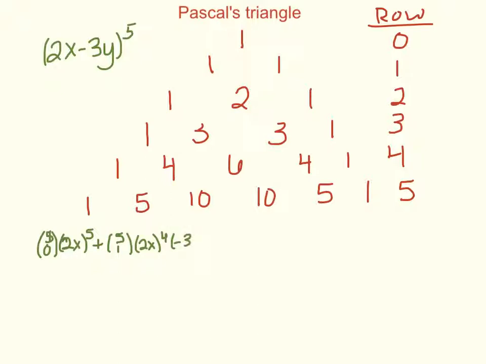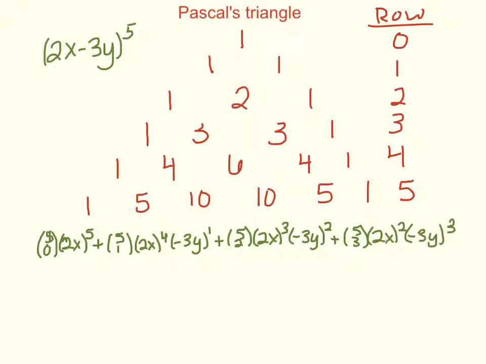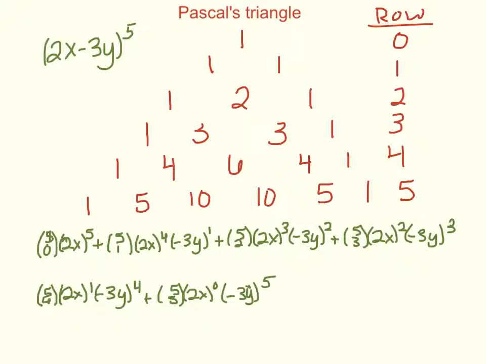4th, negative 3y begins. 1 less, so 2x to the 3rd times negative 3y, 1 more on the y's, plus 5 and 3, 1 less on the x's, 1 more on the y's, 5 and 4, 1 less on the x's, 1 more on the y's, and the last one, 5 and 5, 1 less on the x's, 1 more on the y's.